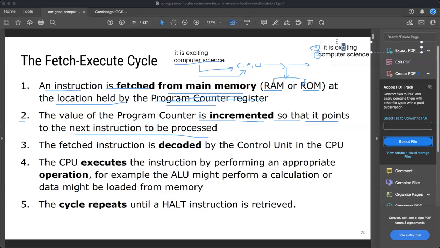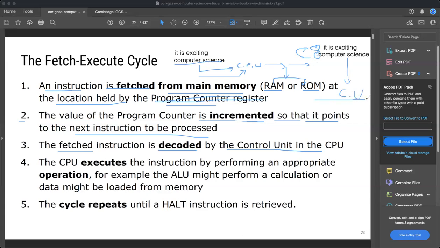So it means that the program counter is incremented, like it is moved from instruction number 1 to instruction number 2. So the question, sir, where is instruction number 1? Instruction number 1 is fetched and it is decoded by the control unit. So instruction number 1 is now passed to the control unit, CU, and the CU is going to decode it.